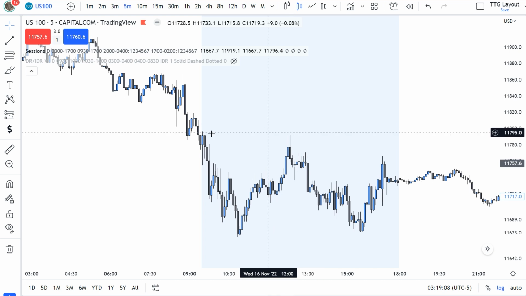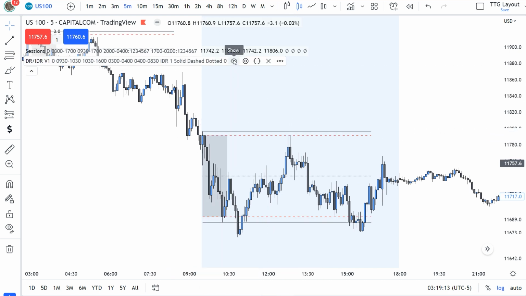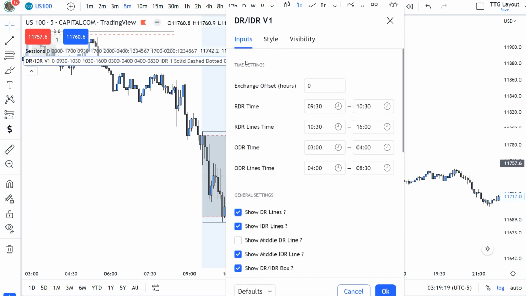Then yesterday I thought perhaps it would be great to write an indicator to display a box with the high and the low of the time between 9:30 and 10:30, but the master was faster. This is the indicator, these are the settings. It's free and linked in the description below.